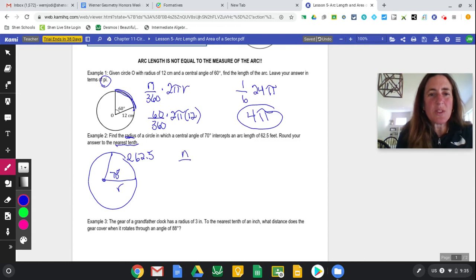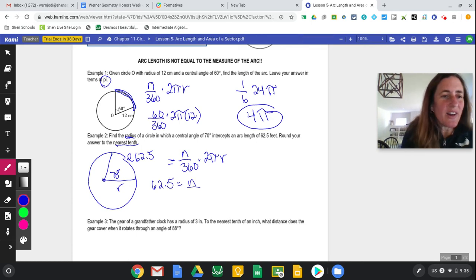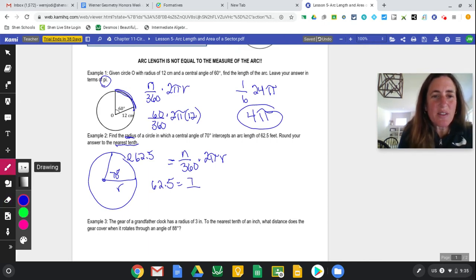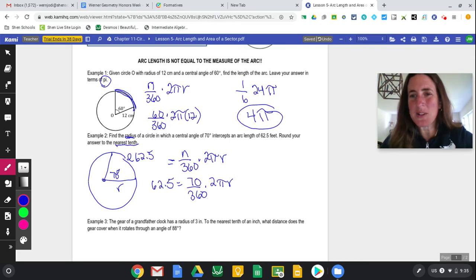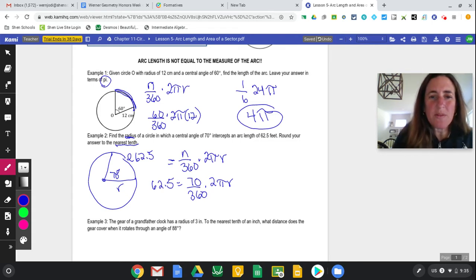So I'm going to use n over 360 times 2 pi r again, because I'm looking for the radius. I don't know the radius, but I do know this time the answer to the problem is 62.5. Do I know my n? Let me get my eraser. My n is actually 70, right? 70 out of 360 times 2 pi r. Wow, folks, we have to know how to do algebra for this one. Okay, we can do it. 70 times 2 times pi. Really, all of this is over 1.